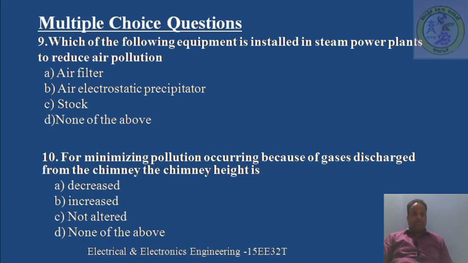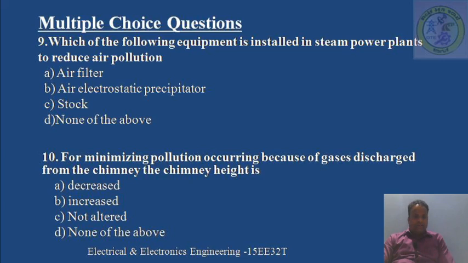The last question: for minimizing pollution occurring because of gases discharged from the chimney, the chimney height is to be what? In order to minimize the pollution because of the emission of gases, those gases are discharged through the chimney, also called the stack. Should the chimney height be decreased, increased, not altered, none of the above? The first one is decreased. We should not decrease the chimney height.